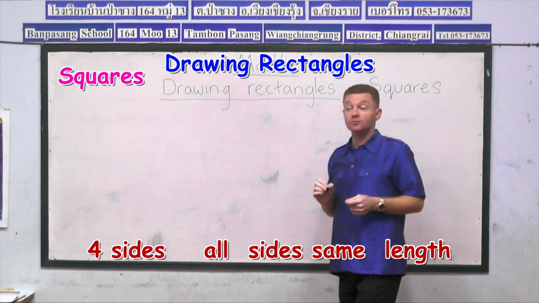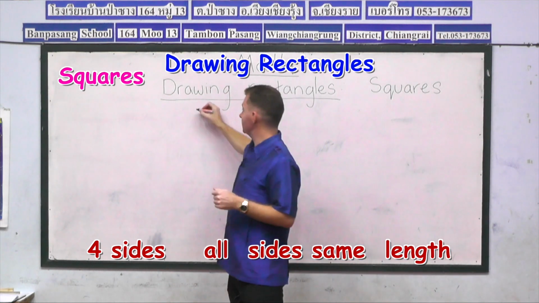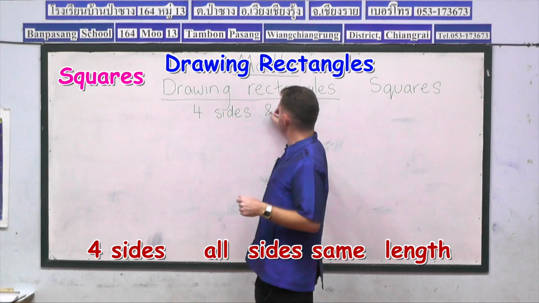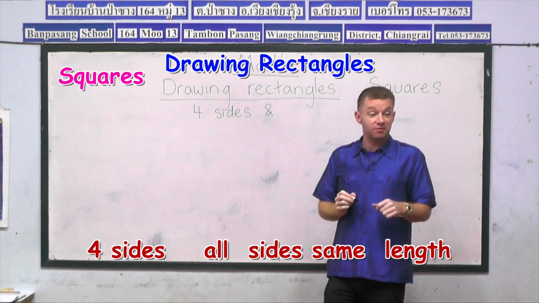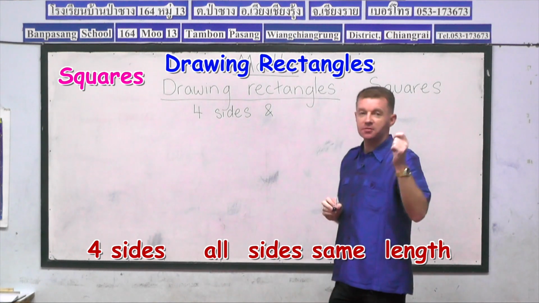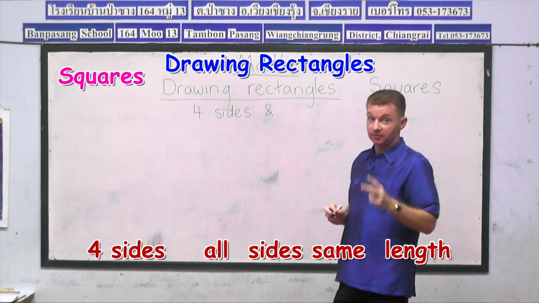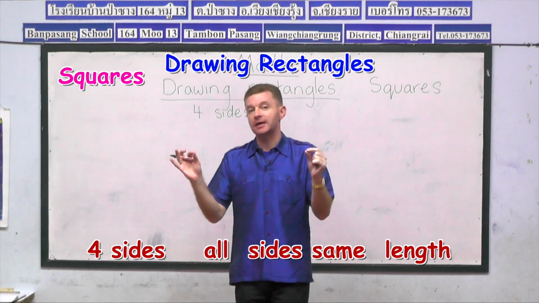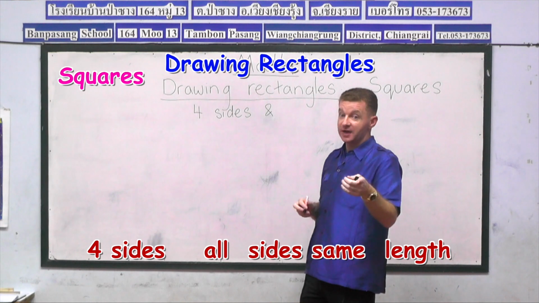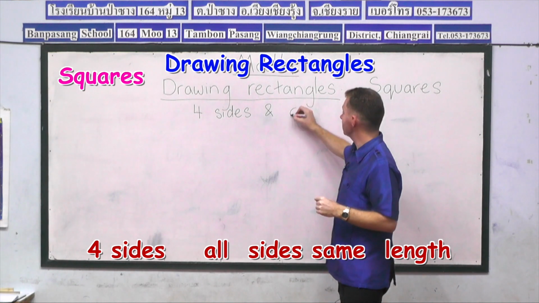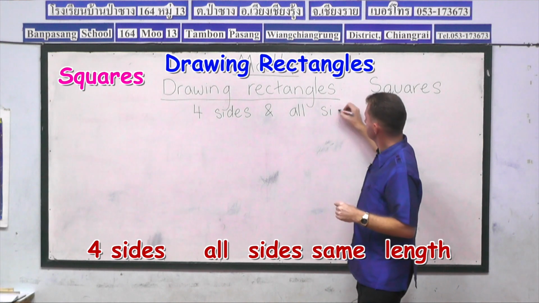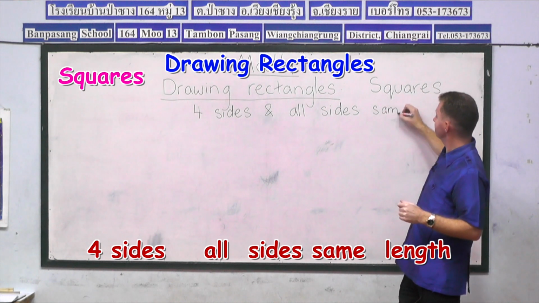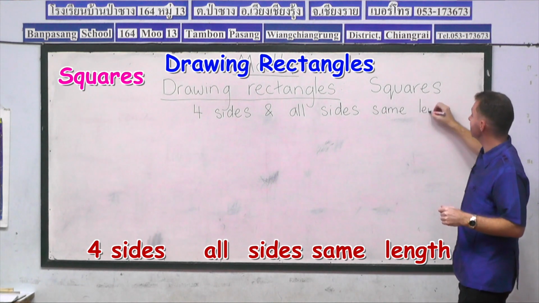Now, how many sides does a square have? 4 sides. Well remembered. And how many sides of the same length? All sides of the same length. That's what differentiates a rectangle from a square. A rectangle, remember, has 4 sides, but opposite sides of the same length, whereas squares have 4 sides and all sides of the same length. Both of them are quadrilaterals, but the squares have 4 sides and all sides the same length.